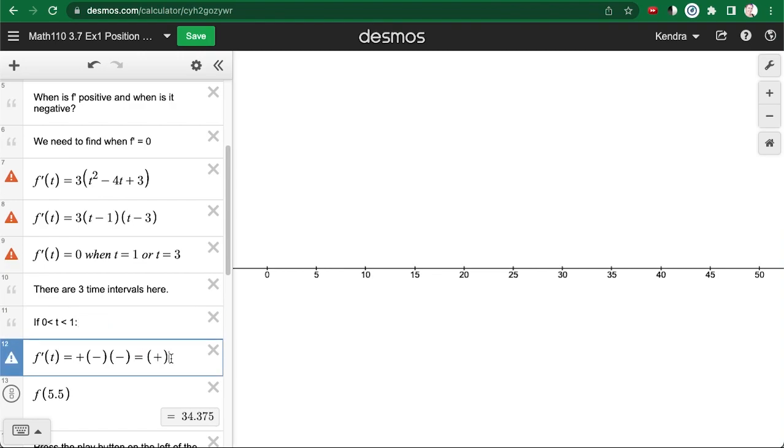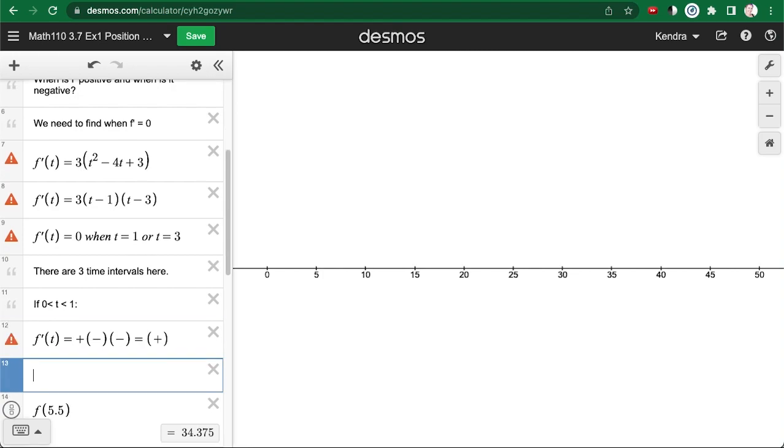So for the first second, the derivative of the function is positive, which means for the first second, the particle is moving forward. The change in position is a positive change. It's increasing. Okay. So now let's look at if t is between 1 and 3.